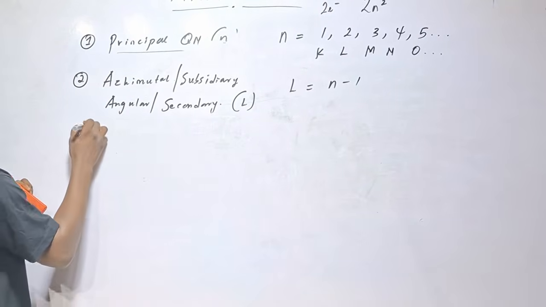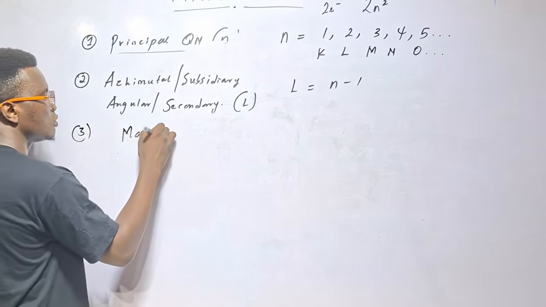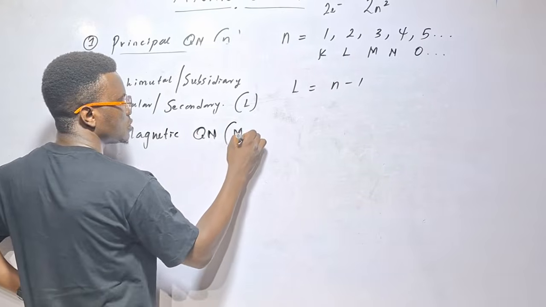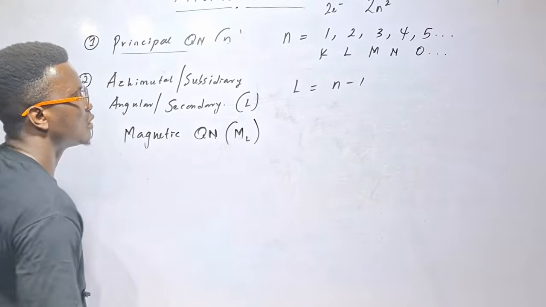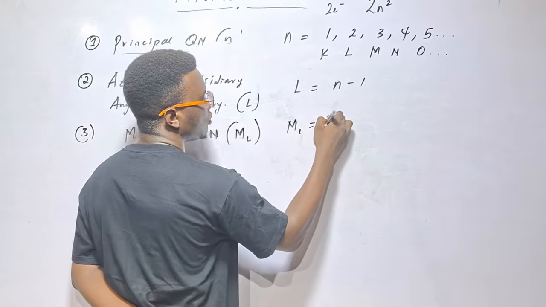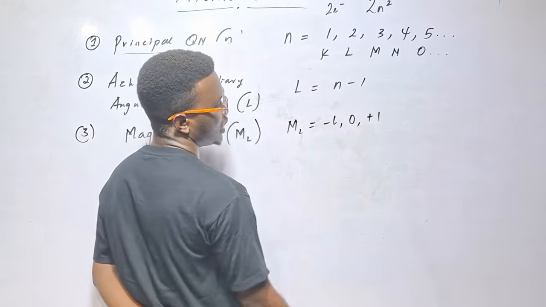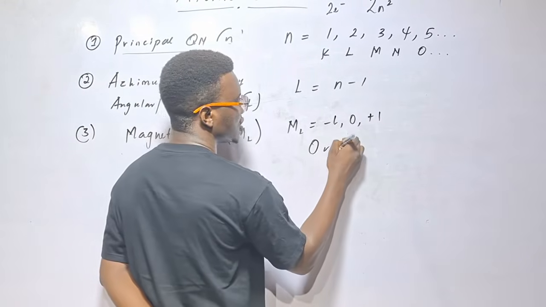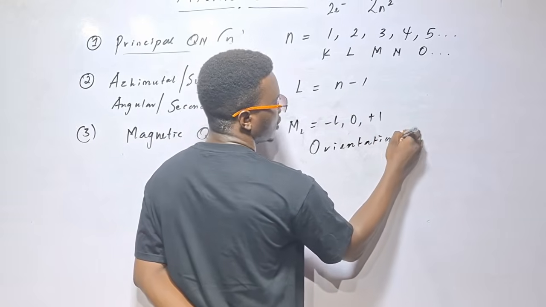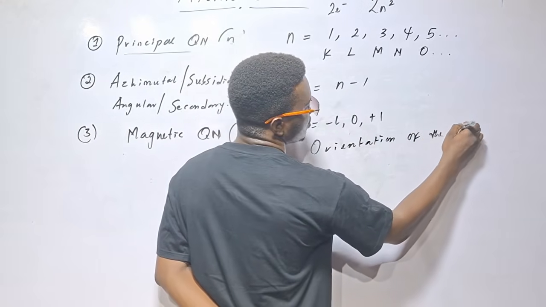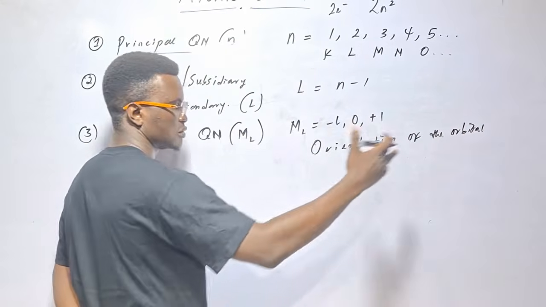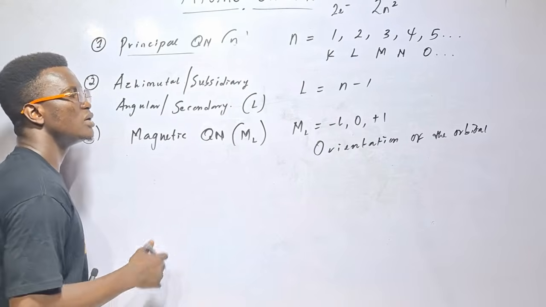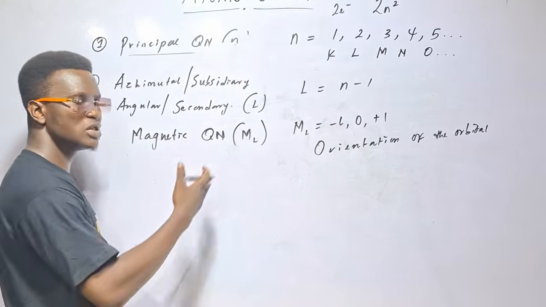Number 3, magnetic quantum numbers. What is it saying? It is represented as m sub L. The magnetic quantum number has a value from minus L through 0 to plus L. It talks about the orientation of the orbitals. That means, is the orbital facing this side or is it facing that side? The arrangement, the orientation. So now let's look at the different orientations we can have for different orbitals.